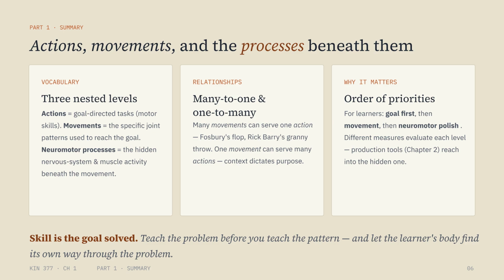Pulling part 1 together. 3 levels of vocabulary. Actions are the goal, movements are the pattern, neuromotor processes are the mechanism. Many movements can serve one action. One movement can serve many actions. And the order in which we prioritize them when teaching matters. Goal first, then movement, then neuromotor refinement. The italic at the bottom is your headline for the rest of the chapter. Skill is the goal solved. Teach the problem before you teach the pattern, and let the learner's body find its own way through it.